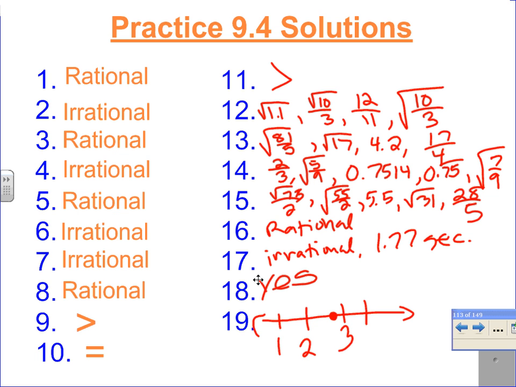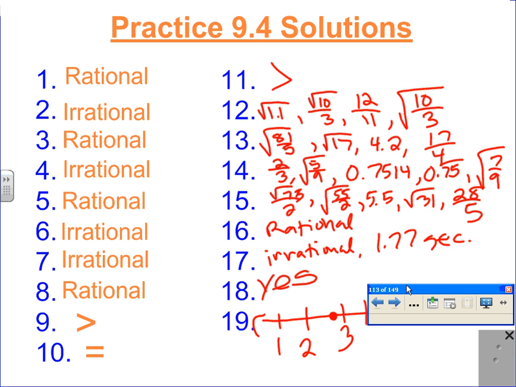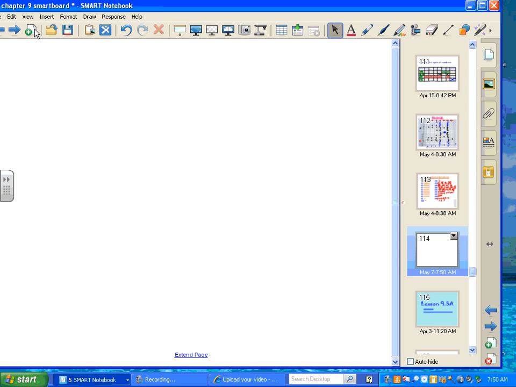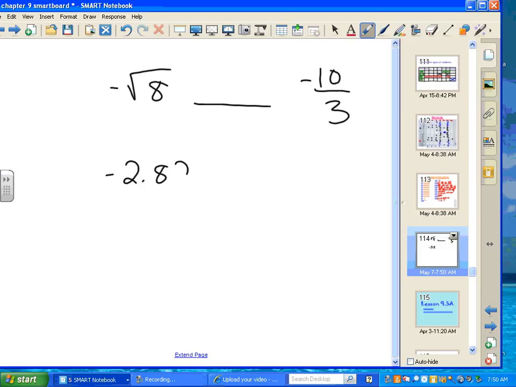Okay, so number 11 we have, I'm going to move this for a second. We have negative square root of 8 and negative 10/3. So negative square root of 8 is about negative 2.82, I'm just going to estimate. And then negative 10/3 is negative 3.3 repeating. So this is greater than this.